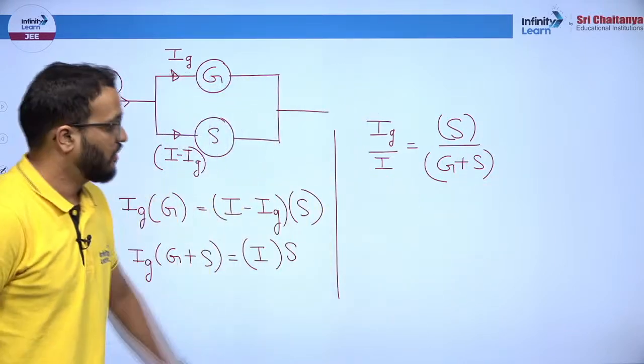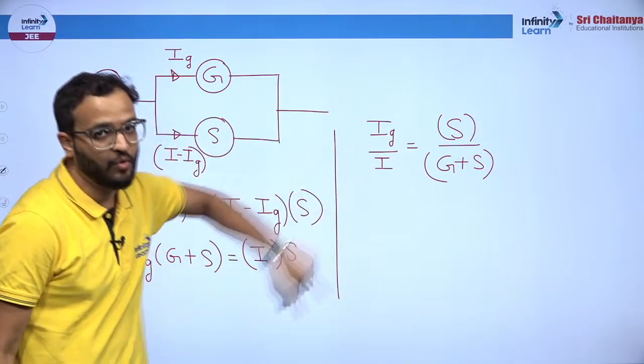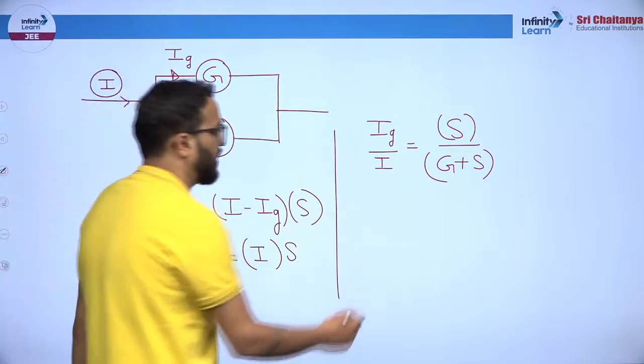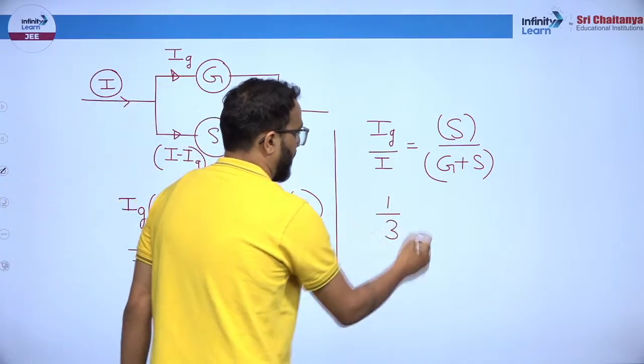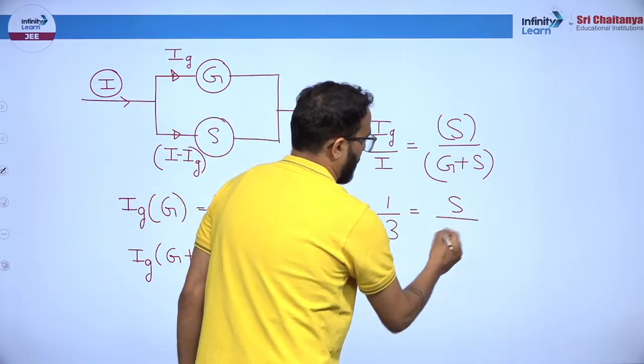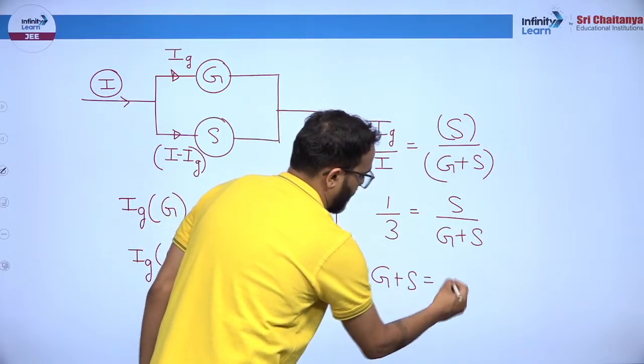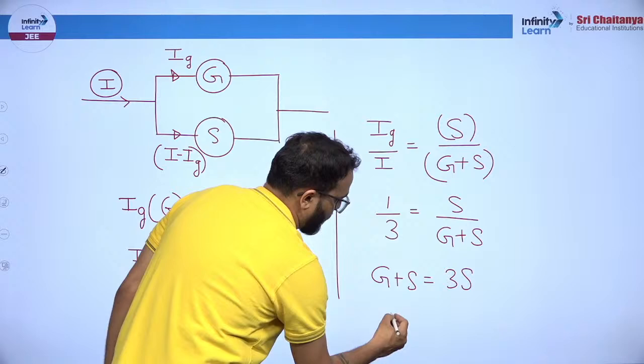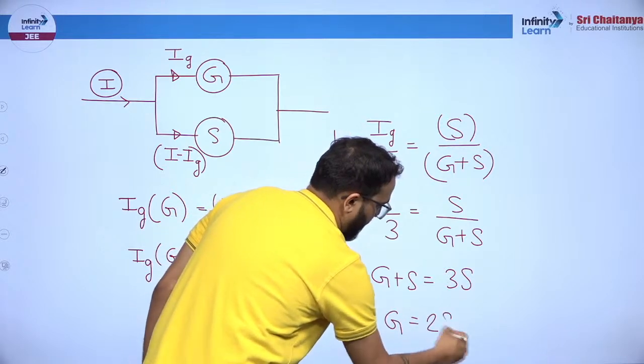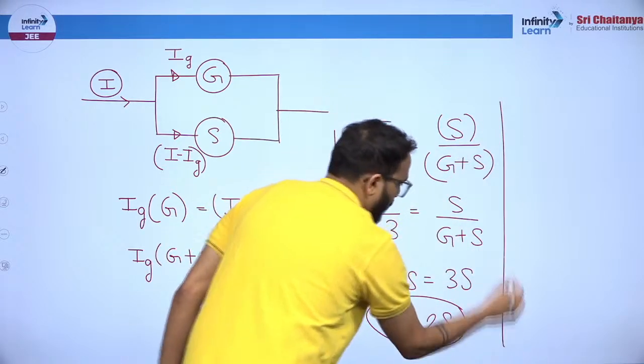Got it? So this Ig is actually 1/3 of the total current, that is the 1/3 deflection method, right? So this will be 1/3 S upon G plus S. So G plus S is equal to 3S. So G is equal to 2S. I hope it is clear.